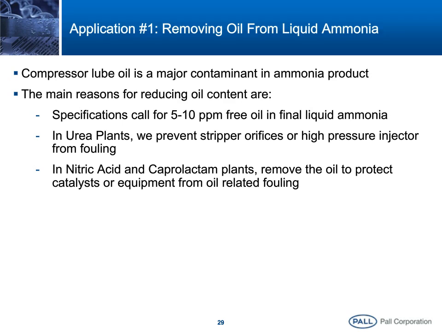This slide shows you some of the reasons why we need to remove the oil from the ammonia before it is processed further. Nowadays, the specifications call for 5 to 10 ppm of free oil in the liquid ammonia. In fact, 5 to 10 ppm of total oil in some cases. In urea plants, this oil clogs up the strippers and high-pressure injector nozzles with polymeric deposits from the oil. So we have to remove this oil.